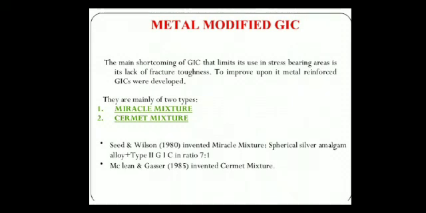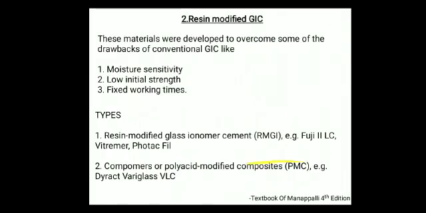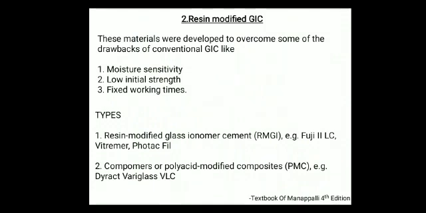It was invented by Seed and Wilson in 1980. McLean and Gasser in 1985 invented ceramic cements. First, we'll be discussing metal modified GICs, that is, miracle mix and ceramic mixture.